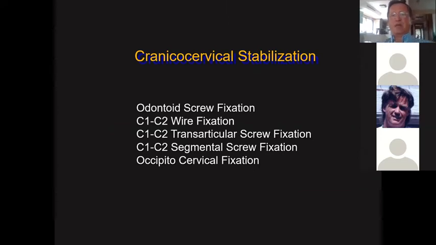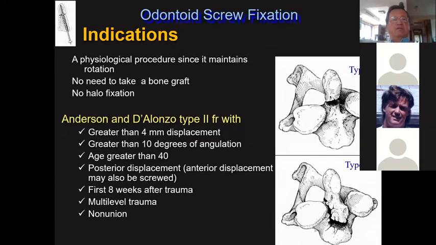Probably very shortly, I can talk about the craniocervical stabilization techniques. I will try to summarize them. Odontoid screw fixation, as you have seen in my slides: type 2B fractures of odontoid type 2 fractures are good candidates, especially if it is a posterior dislocation. It's also a good candidate.